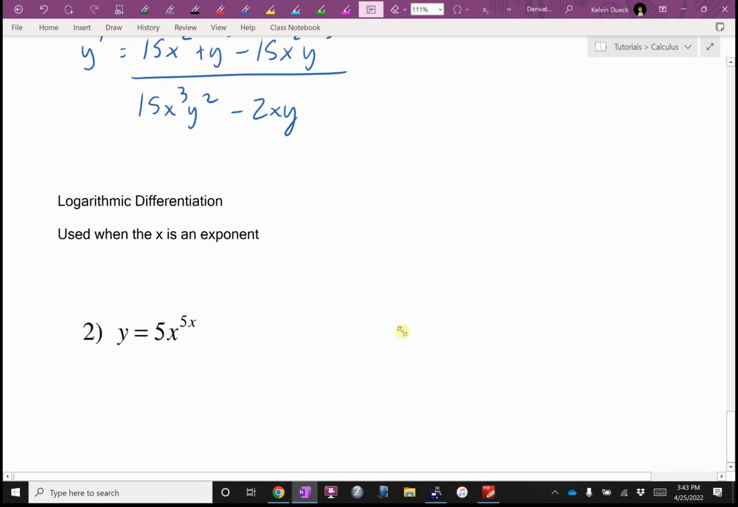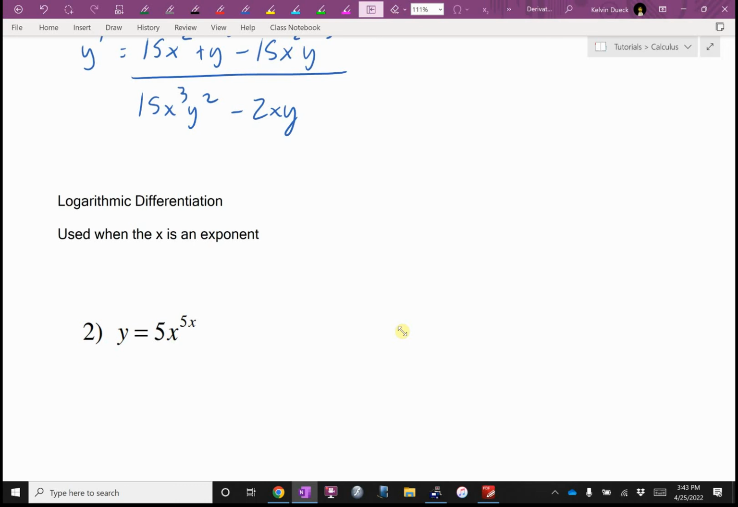How do I know I'm going to use logarithmic differentiation here? X is an exponent. Logarithmic differentiation is kind of exactly what it sounds like. You start out by taking the log of both sides, except you don't. You take the natural log, the ln, of both sides. That was our little abbrev, okay? Why the natural log? You're starting to see because it gives you way cleaner derivatives, right? Base e has a lovely derivative.